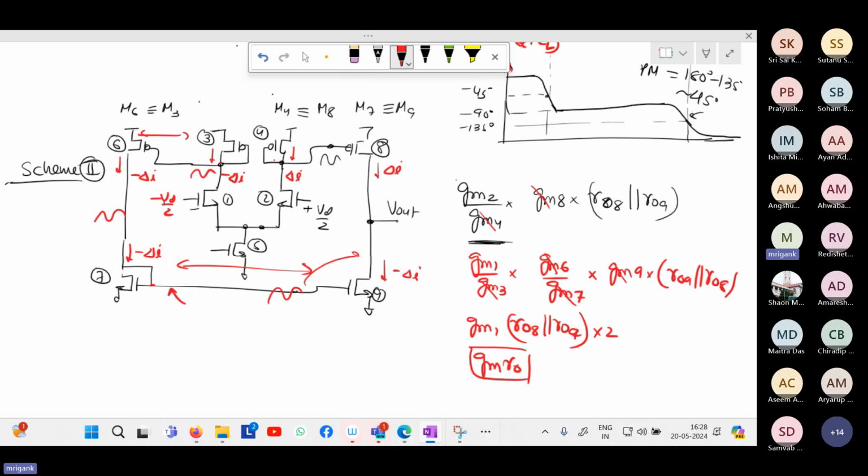Therefore, if I look at the net impedance here, which is RO9 parallel RO8, the net current going into the output will be 2 delta I. And that delta I is GM times VD. And therefore, the gain is this GM times VD times RO8 parallel RO9. Is that clear to everyone?